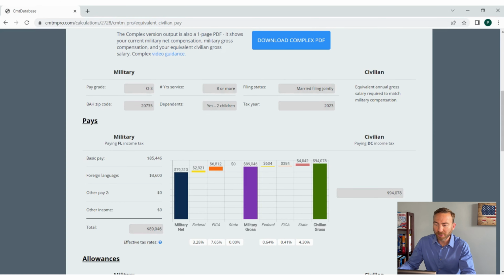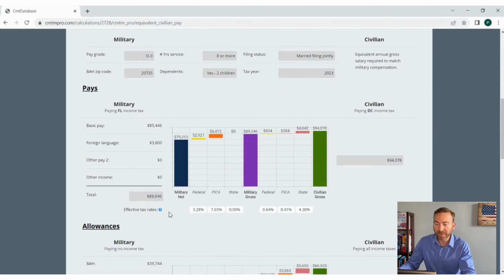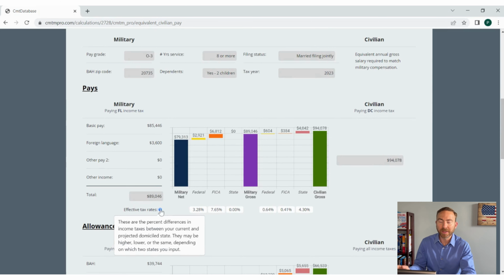Below here is the charts, the effective tax rates. Notice how here on the left half of the chart, the state is 0 because it's Florida, and then FICA and federal are shown up there. The same numbers are still shown at the right half of the chart, those effective tax rates from military gross to civilian gross. Those are the same numbers from the simple tab.